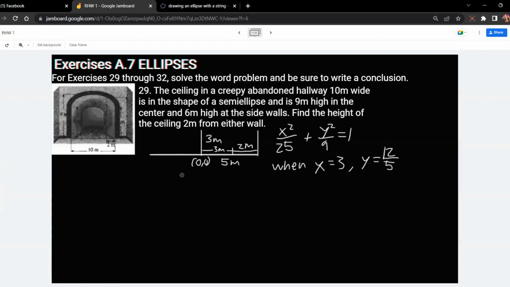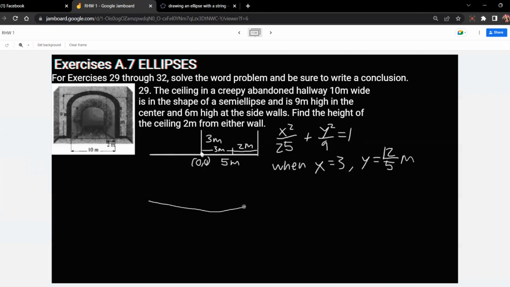Find the height of the ceiling 2 meters from either wall. So, it kind of makes sense. Okay, so how many meters? Meters yan, no? Oh, sige. Ganito, nasaan yung origin mo? Dito mo. Okay, nandyan. Nasaan yung floor?